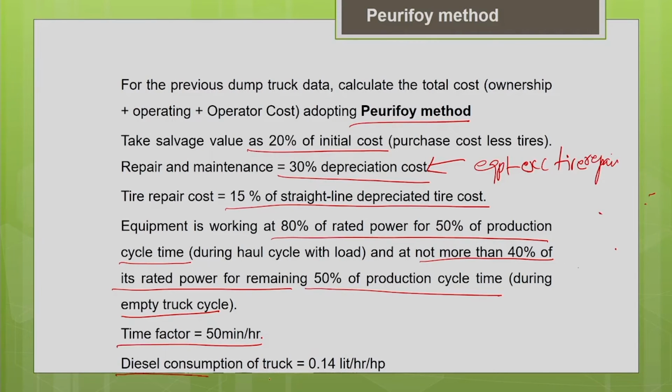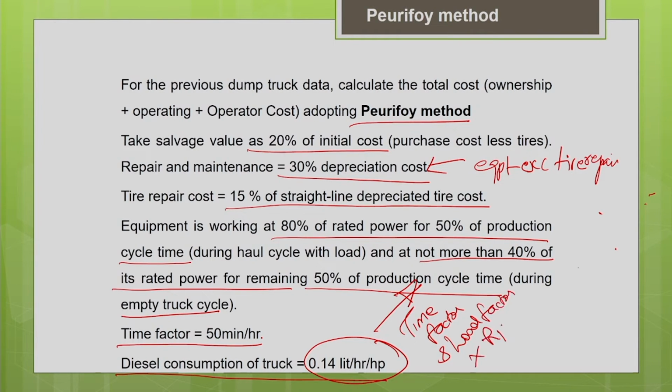So this fuel consumption factor is given from a literature where the machine is working at standard conditions, that is, it is working at maximum output rate. So we have to adjust this fuel consumption factor according to the operating conditions. You have to adjust it according to the time factor, the load factor, and the horsepower of the machine. All these things we have to consider and adjust the fuel consumption factor.